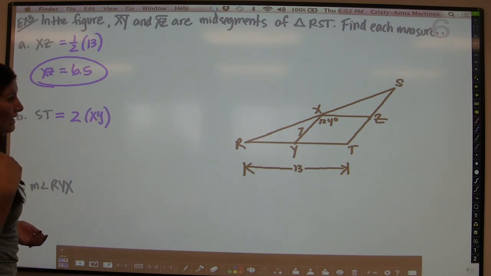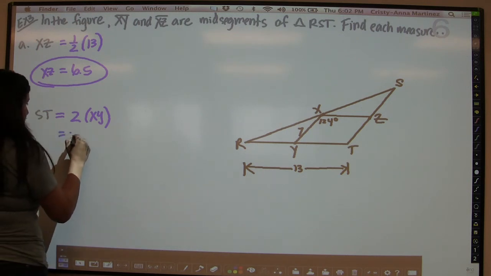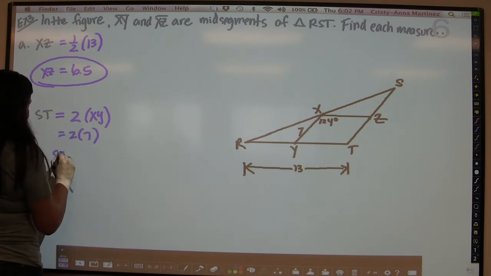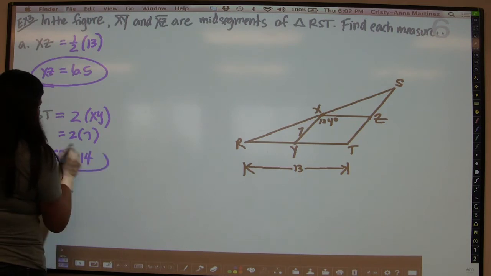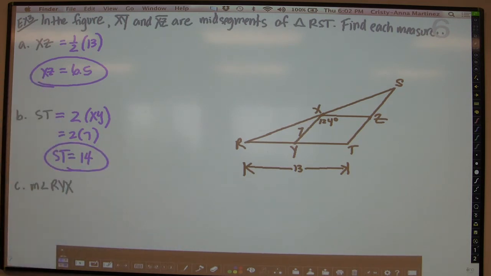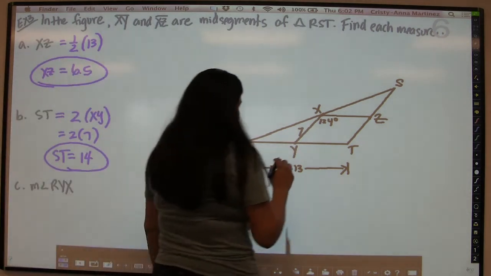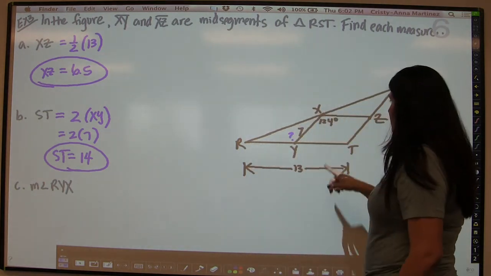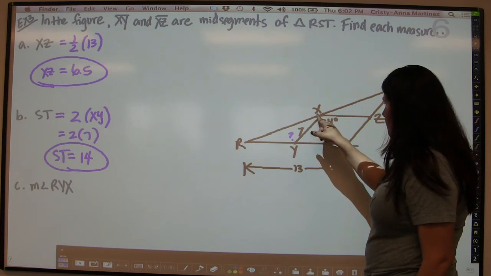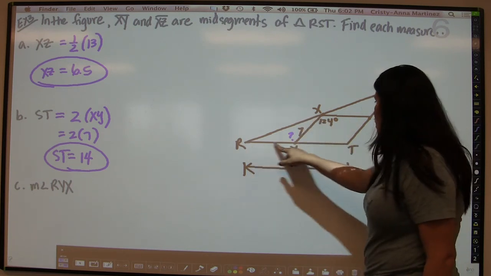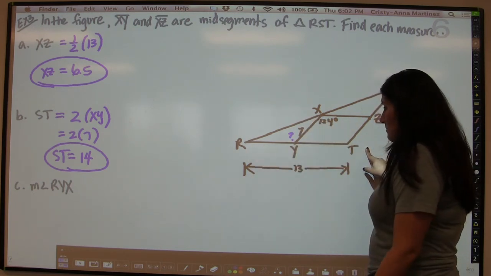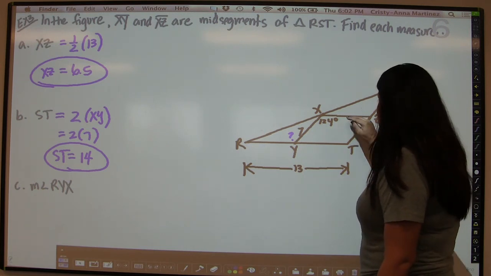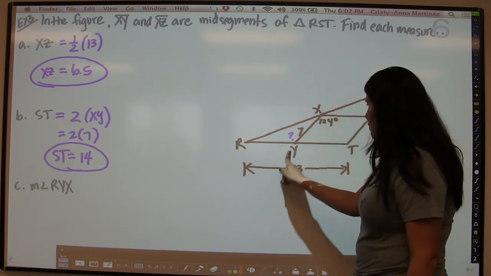So ST is going to equal twice XY. And XY is actually 7. So that means that ST will equal 14. So ST equals 14. And then we have the last one here, the measurement of angle RYX. So RYX is this angle right here. And since we know that XZ and RT are parallel because it's the midsegment, so these two are parallel, and this is basically a transversal.